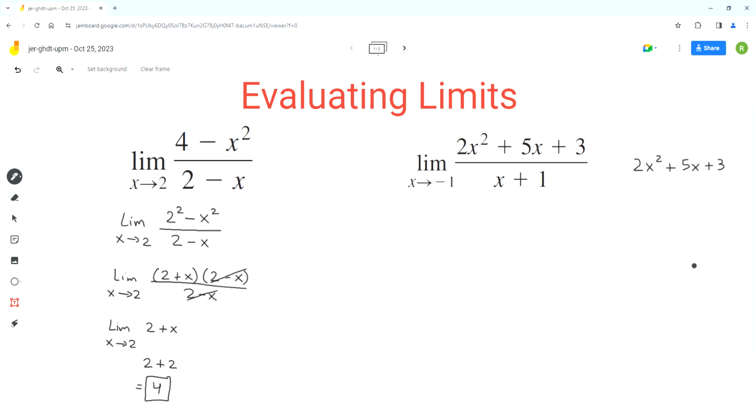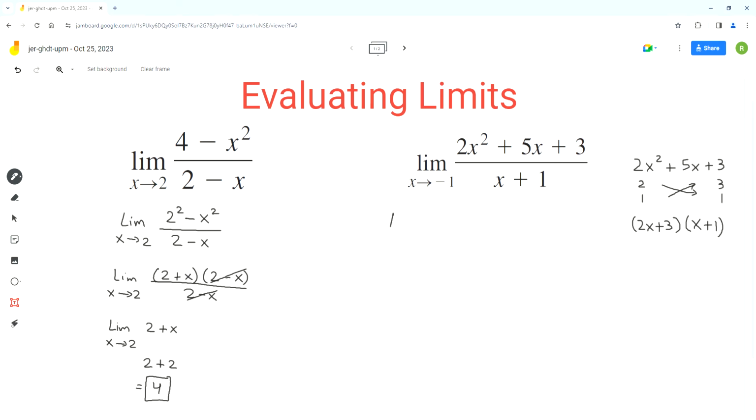If we use the crisscross method, 2 can be broken down into 2 and 1, and for 3 we can do 3 and 1. If we do the crisscross multiplication, then we get 5, which is the coefficient of the x term. So that means the factored form will be (2x plus 3) times (x plus 1). If you do it the decomposition way, you will get the same answer.